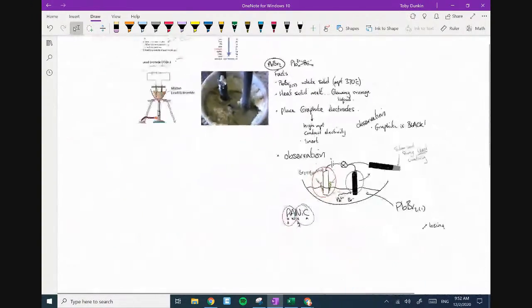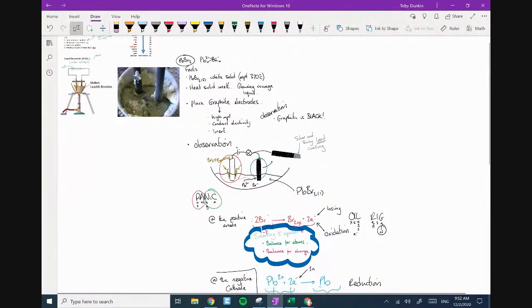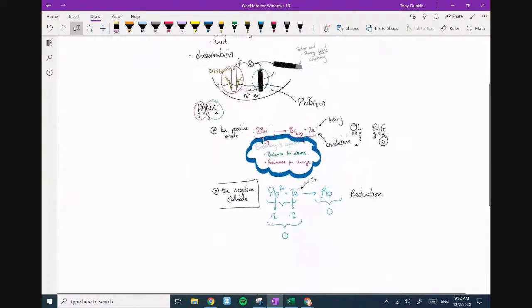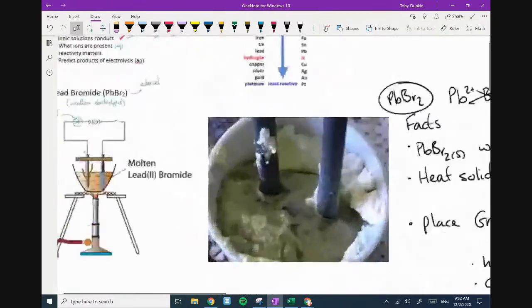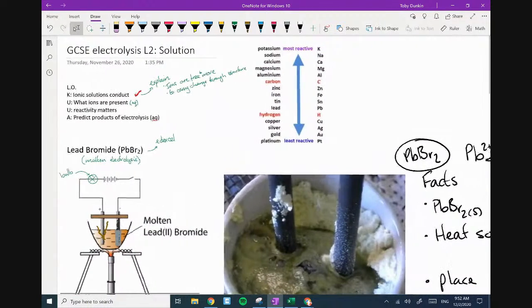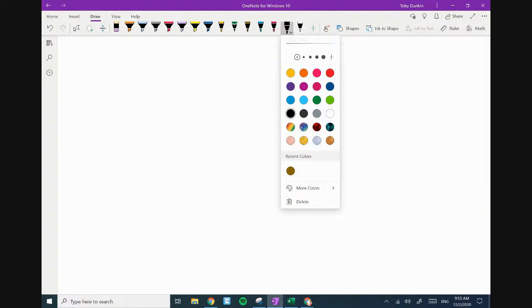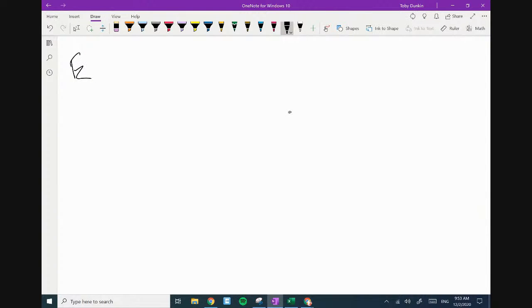Now that I've done the lead bromide example that Edexcel really need you to have, at this point I'm going to switch over to aqueous. So we need a bit of a leap of faith here, which is learning objective number 2. Ions present in solution. Leap of faith. Okay, so subtitle, electrolysis of solution.